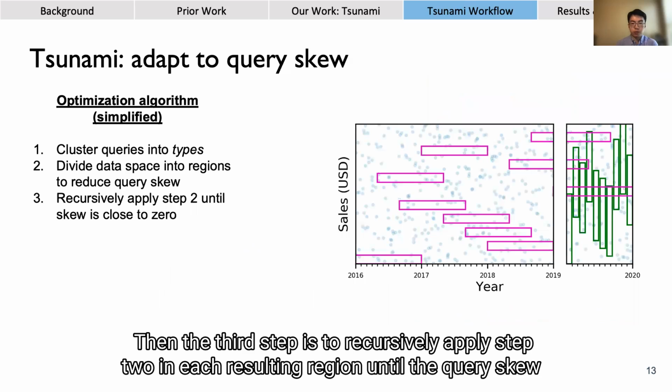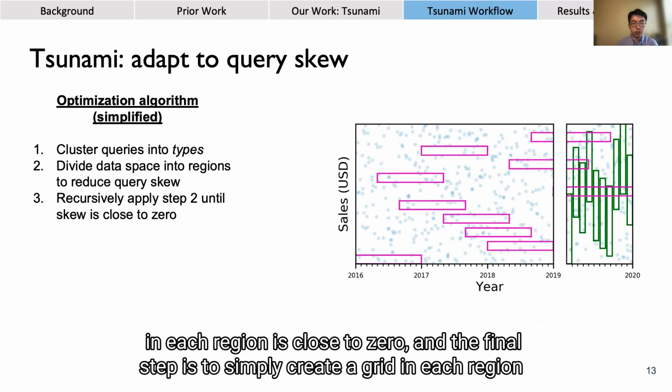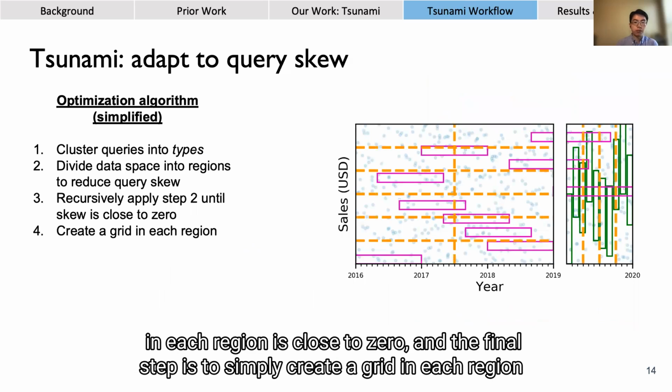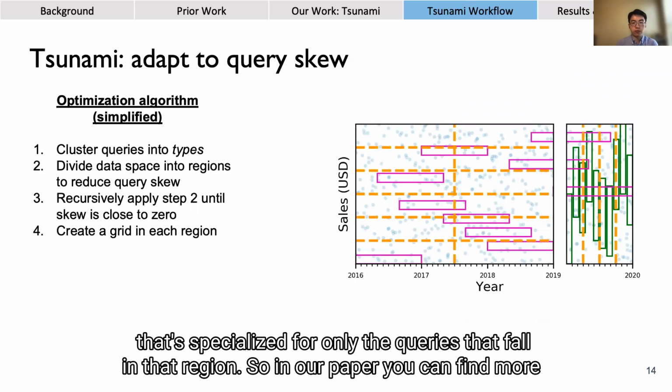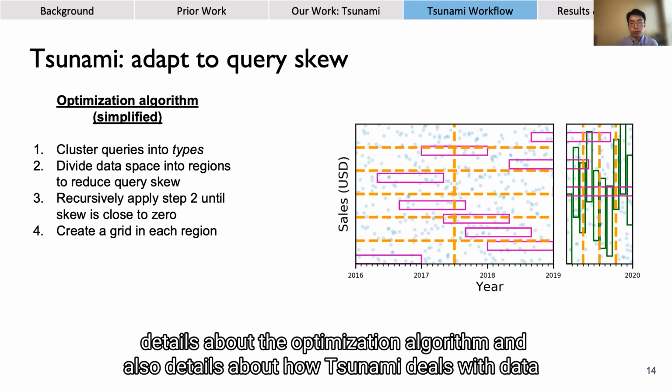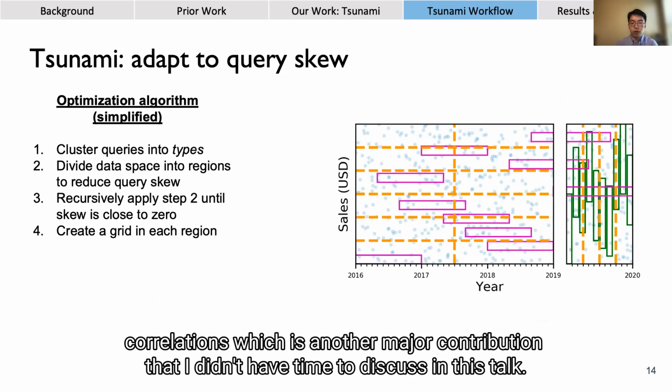Then the third step is to recursively apply step 2 in each resulting region until the query skew in each region is close to 0. And the final step is to simply create a grid in each region that's specialized for only the queries that fall in that region. So in our paper, you can find more details about the optimization algorithm and also details about how Tsunami deals with data correlations, which is another major contribution that I didn't have time to discuss in this talk.